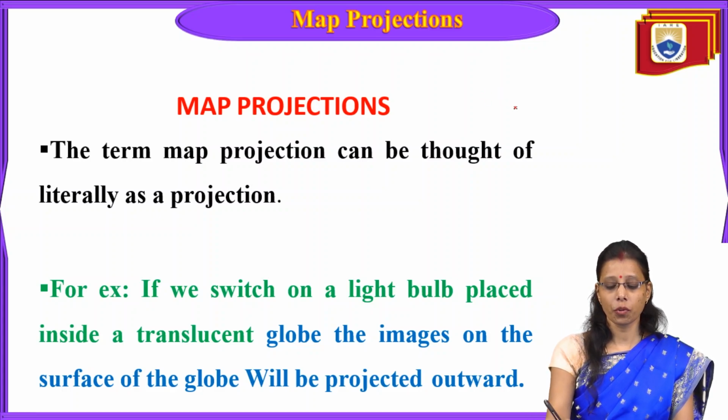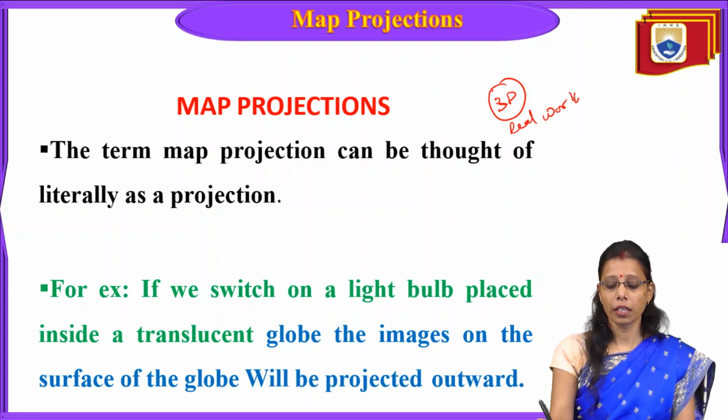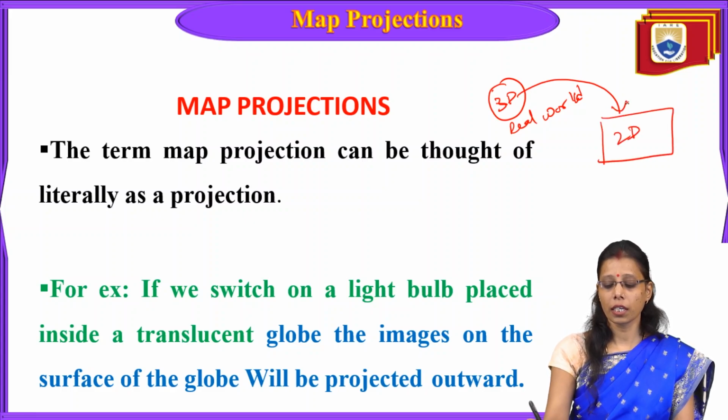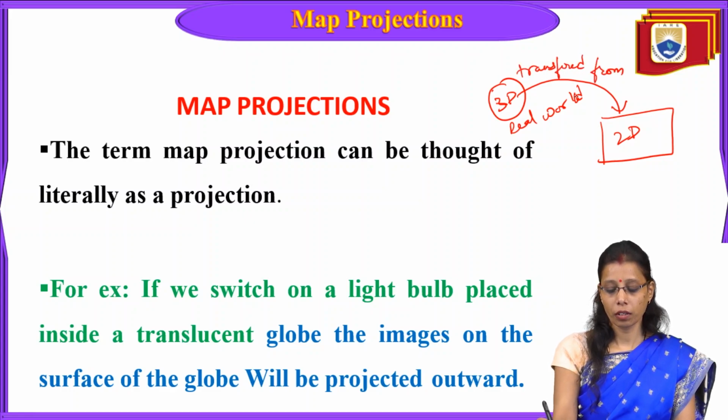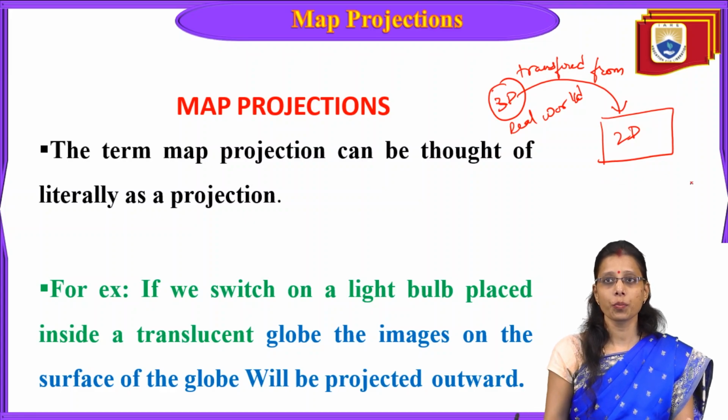Literally, projection means projecting one image onto another. Let us say this is the 3D real world data, and you want to project it onto a 2D surface. This transfer of data from 3D to 2D is called projection.